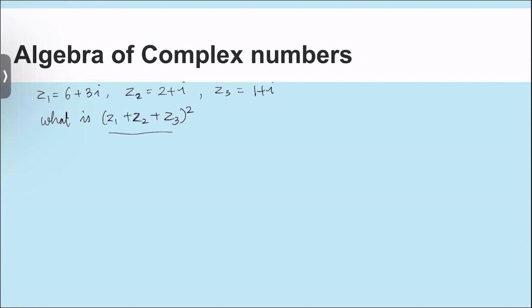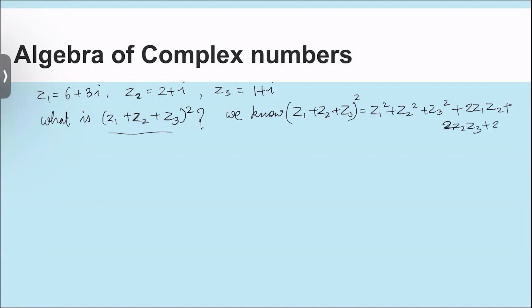Now, we know that (z1 plus z2 plus z3) squared is actually equal to z1 squared plus z2 squared plus z3 squared plus 2z1z2 plus 2z2z3 plus 2z3z1. Okay, so we know this. So now let's substitute directly for the expanded identity.